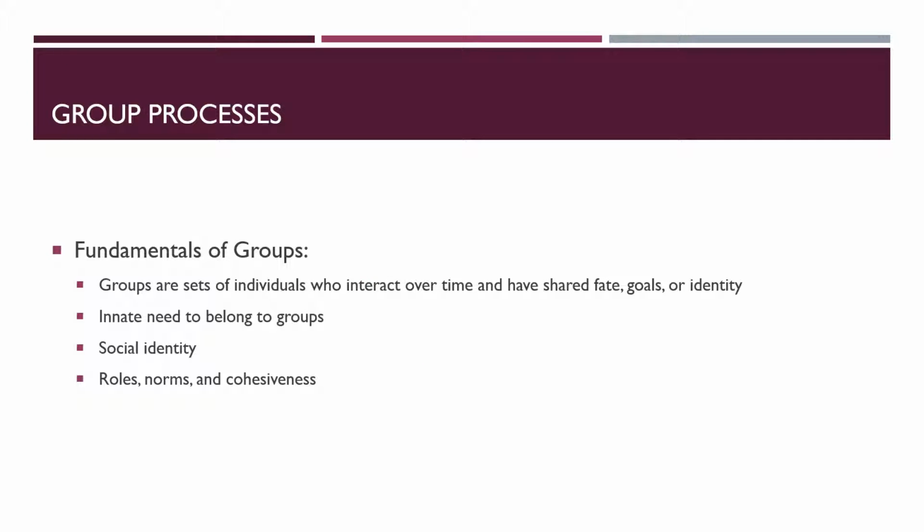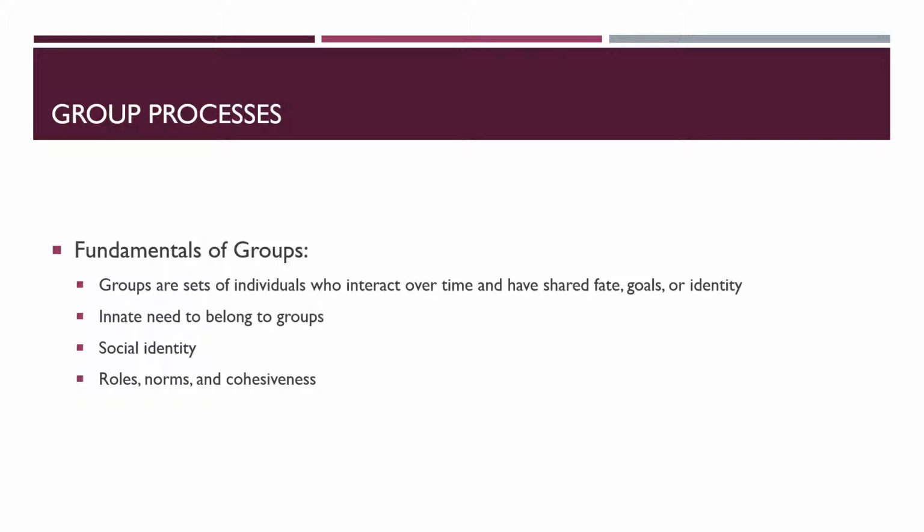So now we're going to switch gears a little bit and talk about groups. So what is a group? Groups are sets of individuals who interact over time and have shared fate, goals, or identity. So your group could be something like your basketball team, or where you work, or belonging to a gym, or something like that. But groups could also be people who have a joint membership in a social category based on something like their sex or their race.